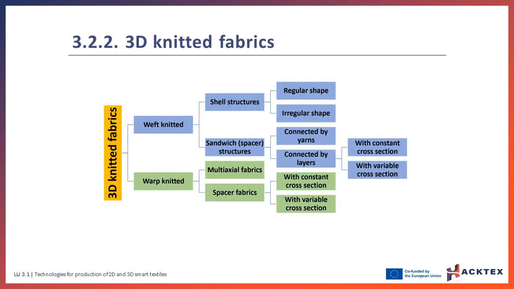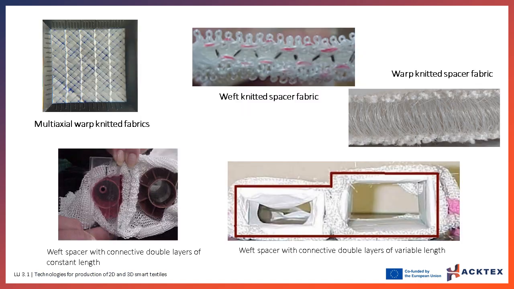3D knitted fabrics. Both knitting technologies can be used to manufacture fabrics with 3-dimensional architecture, each with its own advantages and range of applications. 3-dimensional knitted shapes can be divided into multi-axial, spacers and shell structures. Multi-axial warp knitted fabrics are characterized by layers of yarns placed at preset angles that are connected by knitted stitches with pillar or tricot lapping.